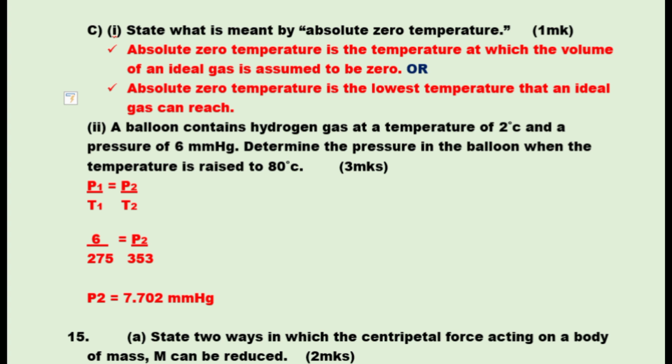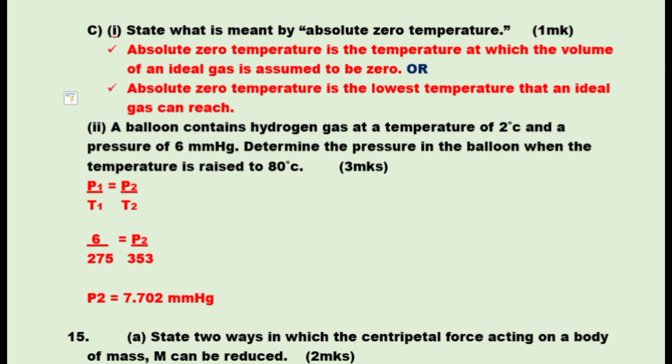Let's go to Roman 2. A balloon contains hydrogen gas at a temperature of 2 degrees Celsius and a pressure of 6 millimeters of mercury. Determine the pressure in the balloon when the temperature is raised to 80. We have temperature 1 and temperature 2, and we also have pressure 1. So we are trying to find pressure 2. That means that is the pressure law. So P1 over T1 equals P2 over T2.